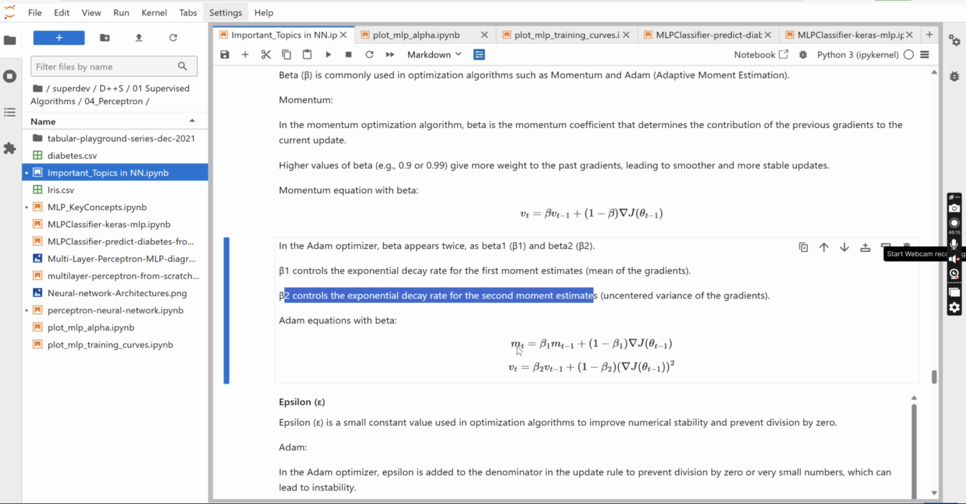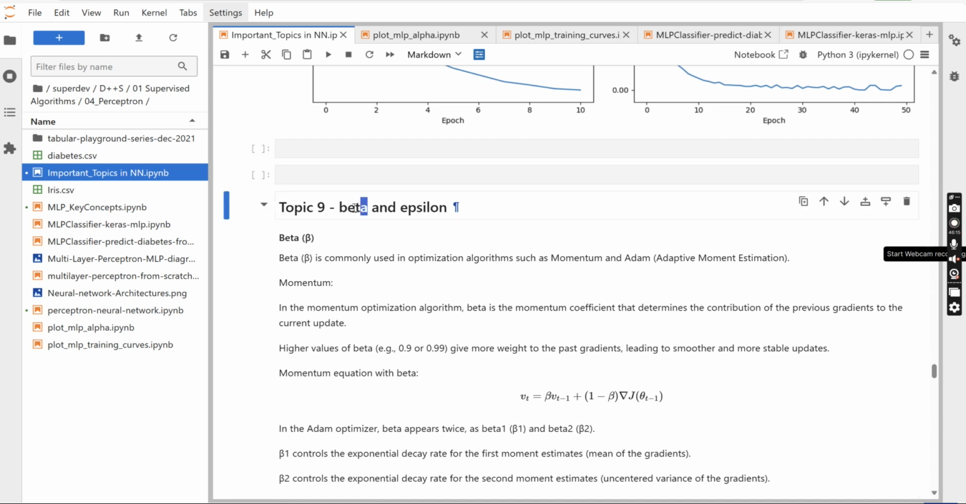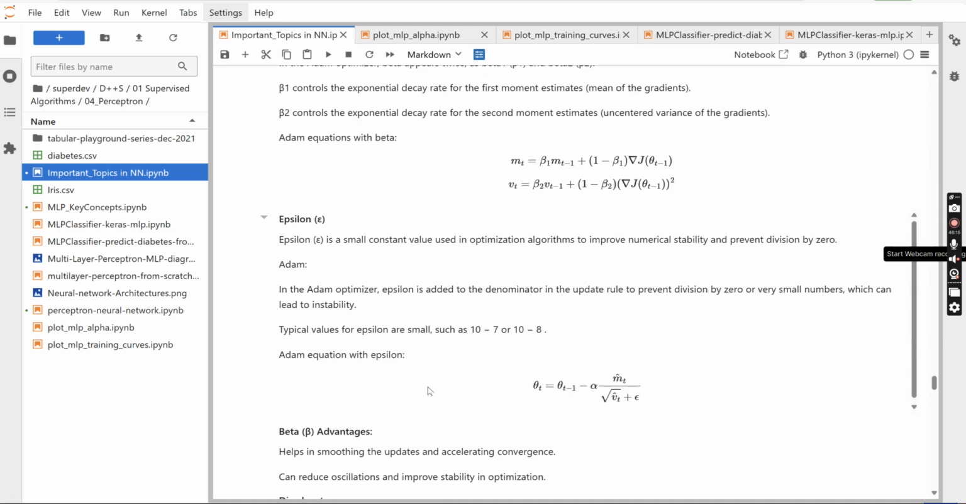This is how Adam uses beta 1 and beta 2 to modify the gradients using the learning parameter. So that is what beta is for. For all others, there is only one beta. For Adam, there are two betas. Next is epsilon.